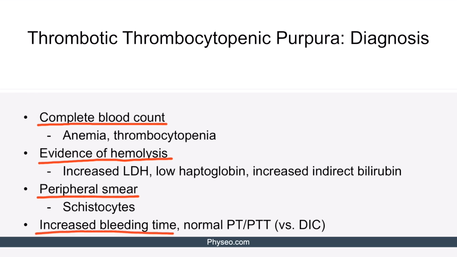However, the prothrombin time and partial thromboplastin time will be normal because the coagulation cascade is not activated in thrombotic thrombocytopenic purpura. This is in contrast to disseminated intravascular coagulation, where the coagulation cascade is activated and the PT and PTT are also increased. Disseminated intravascular coagulation, DIC, will also present with thrombocytopenia, increased bleeding time, and schistocytes on smear, but PT and PTT will help you differentiate TTP from DIC.